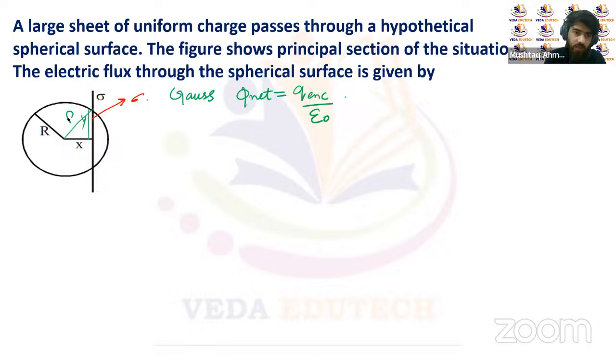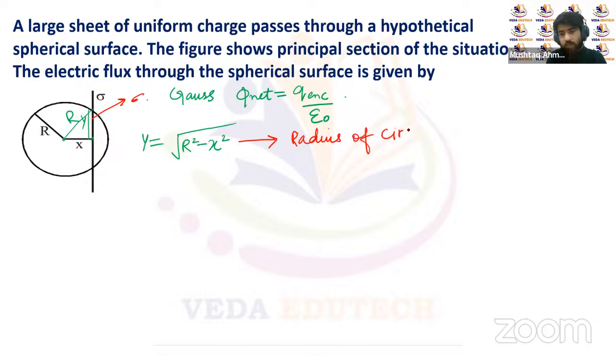Let's suppose the radius of this sphere is r, and from this point to this point the distance is x. Then we can say that y is equal to the square root of r square minus x square. This is the radius of the circular portion of the sheet which is present inside the sphere.